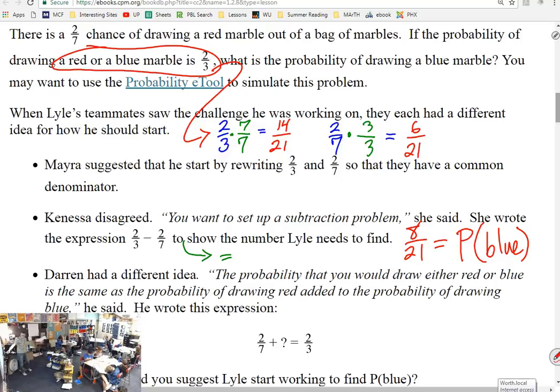Now, Darren says, whoa, guys, we know what they add up to. We know one of the pieces of the addition. I'm going to set this up. Anybody have anything to say to Darren?